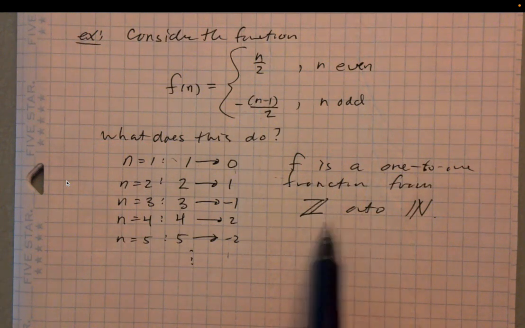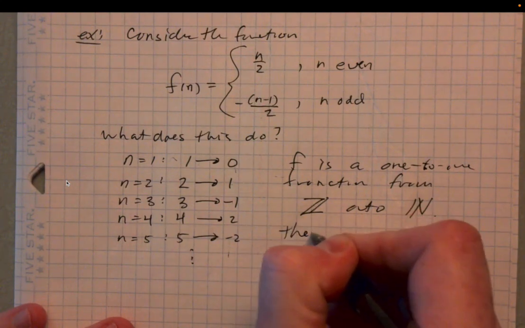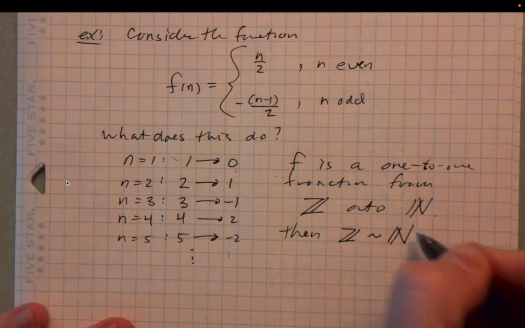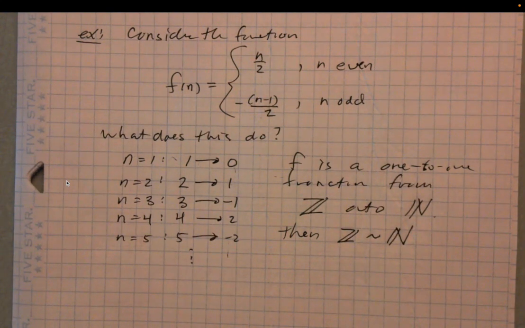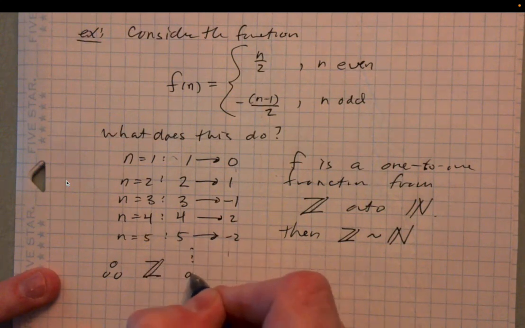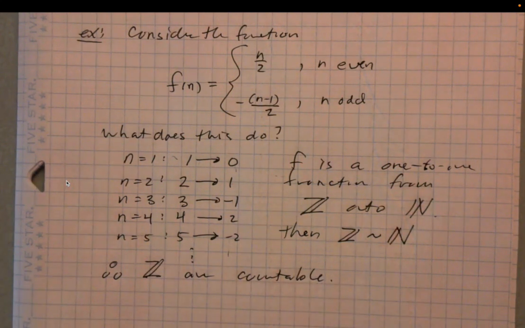So the integers can be mapped onto the natural numbers, right? And so this shows that the integers are equivalent to the natural numbers, and therefore, the integers are countable. Right, so they're countably infinite, as this example illustrates.